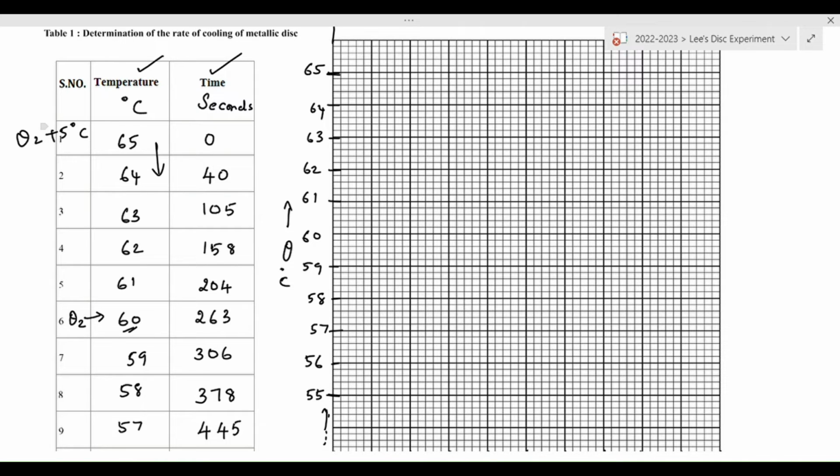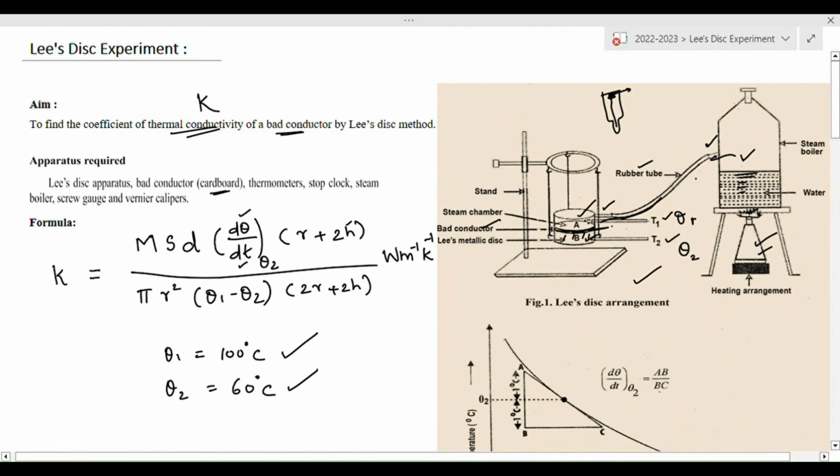Then in the experimental arrangement we are removing the bad conductor which is kept in between A and B. Due to metal-to-metal contact, A is a metal, B is also made of the same metal, the temperature shown by thermometer T2 will be increasing.